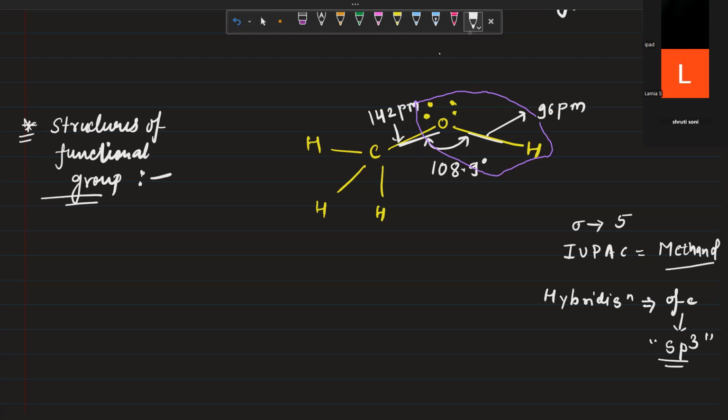So whenever we have sp3 hybridization, what is the bond angle in a particular sp3 hybridization? What's the bond angle? Oh, I don't know. The standard bond angle is 109 degree 28 second. Okay, this is the standard data. 109.5, right? Yeah, like that. But in this case we are having 108.9 degree.